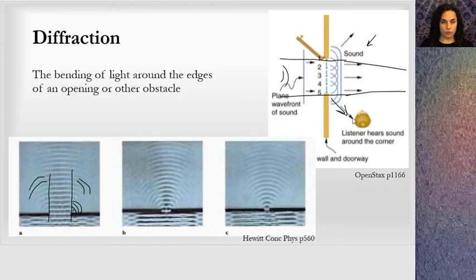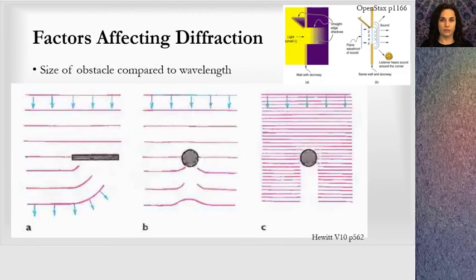So we see it happens with sound waves, we see it happens with water waves, it also happens with light waves. And these different types of waves have different wavelengths, different medium, of course, but different wavelengths and frequencies. And so when we look at the size of the wavelength, the size of that wave compared to the obstacle or opening that it moves through, that is a significant factor. So the size of the obstacle compared to the wavelength.